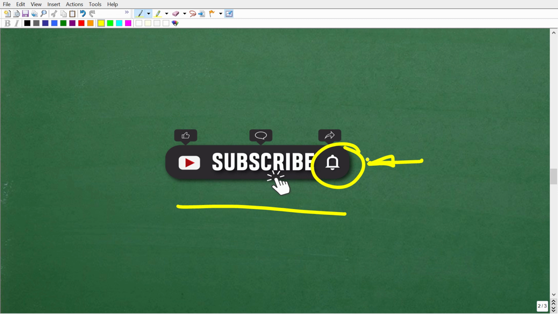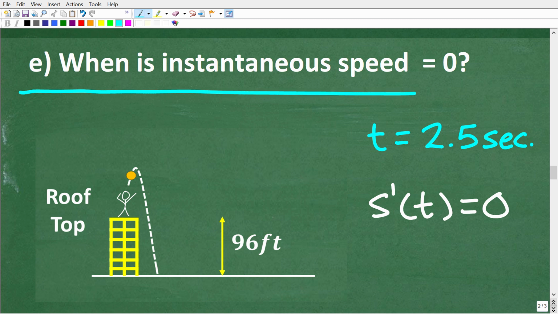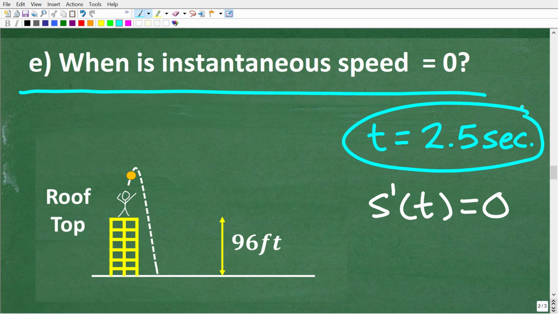So let's go ahead and get back to the problem. So now that we understand that the first derivative of the position function is the velocity function for instantaneous speed, we can easily answer question E. And that is, when is the instantaneous speed of the ball 0? Well, the correct answer is 2.5 seconds.